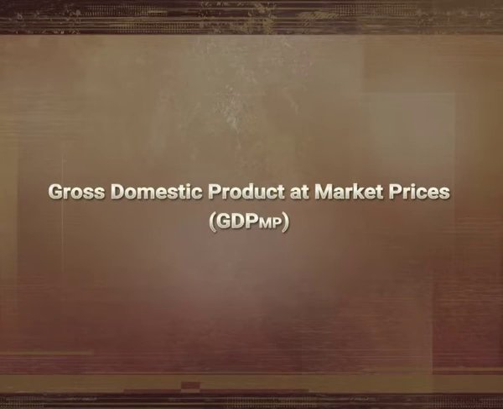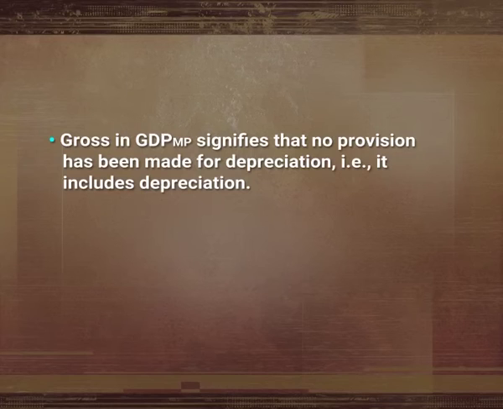Gross domestic product at market price, GDPMP. It refers to the aggregate retail value of all the final goods and services generated over a span of 1 year within a country's domestic territories. Gross in GDPMP signifies that no provision has been made for depreciation, that is, it includes depreciation.